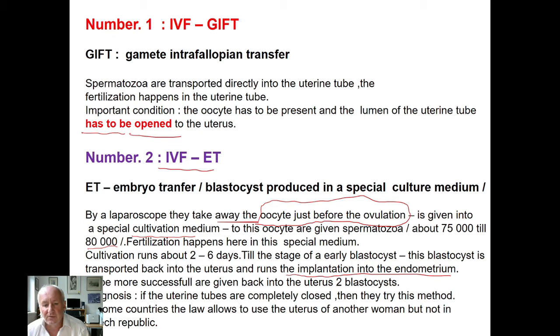It's more successful to take 2 blastocysts. How? Logically, after the first mitotic division, they take 1 blastomere, a second blastomere, they separate them, and they have 2 blastocysts. So it's better to give back into the uterus not 1 blastocyst, but 2 blastocysts. The uterine tubes are completely closed, so they have to try this possibility. In some countries it's possible to give the blastocyst into another lady. Yes, the law allows it. In Czech Republic it's forbidden, please. Back only into the lady from which the oocyte came.